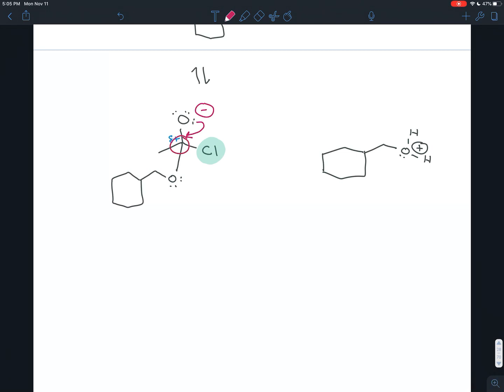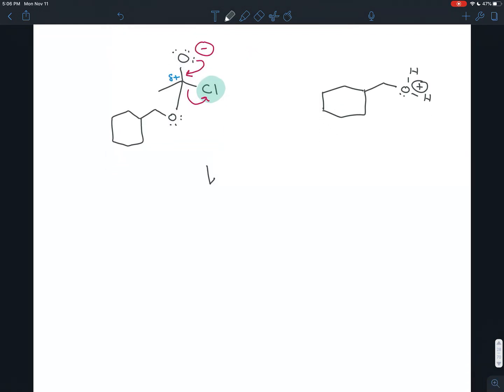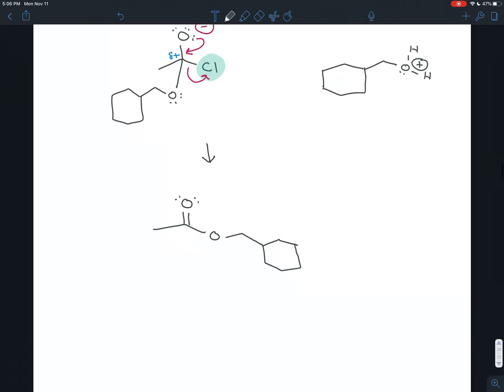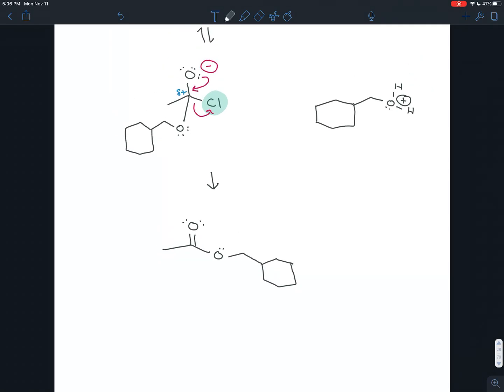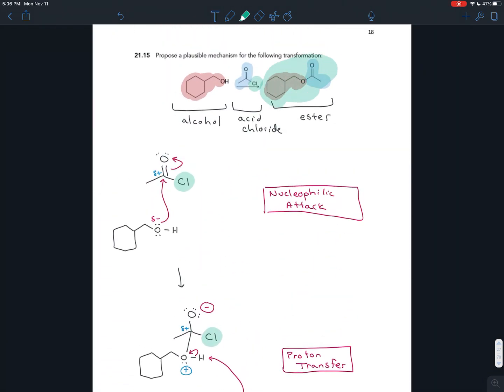Now, the problem is this tetrahedral carbon already has 4 bonds. So if it's going to form a new bond, something has to leave. The best leaving group here is the chlorine. So the chlorine pops off of the molecule. And what we end up with at this step is a pi bond to the oxygen, a single bond to the other oxygen, and then we have our cyclohexane ring. And that is the product that they wanted us to explain in this mechanism. So that is the product of this nucleophilic acyl substitution. That's what they gave us here to explain.